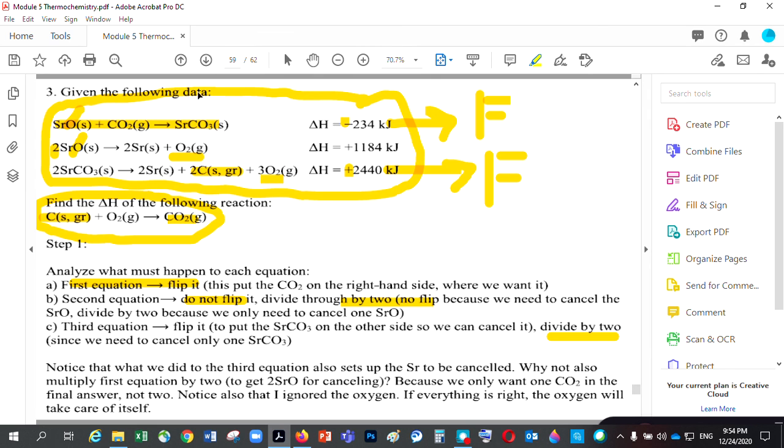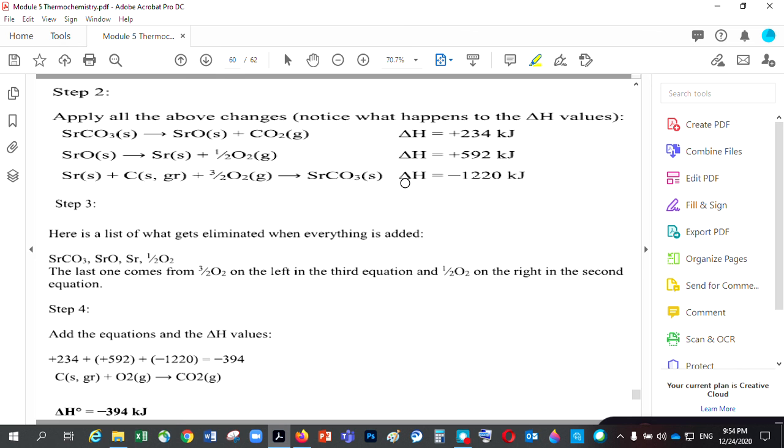So let's look at what we have here. When we apply everything, we get this: the first one flipped, then we divided the second one by two, this one is flipped, and here we divided by two as well. So we flip it and then divide by two, and then at the end we have to add all those up.